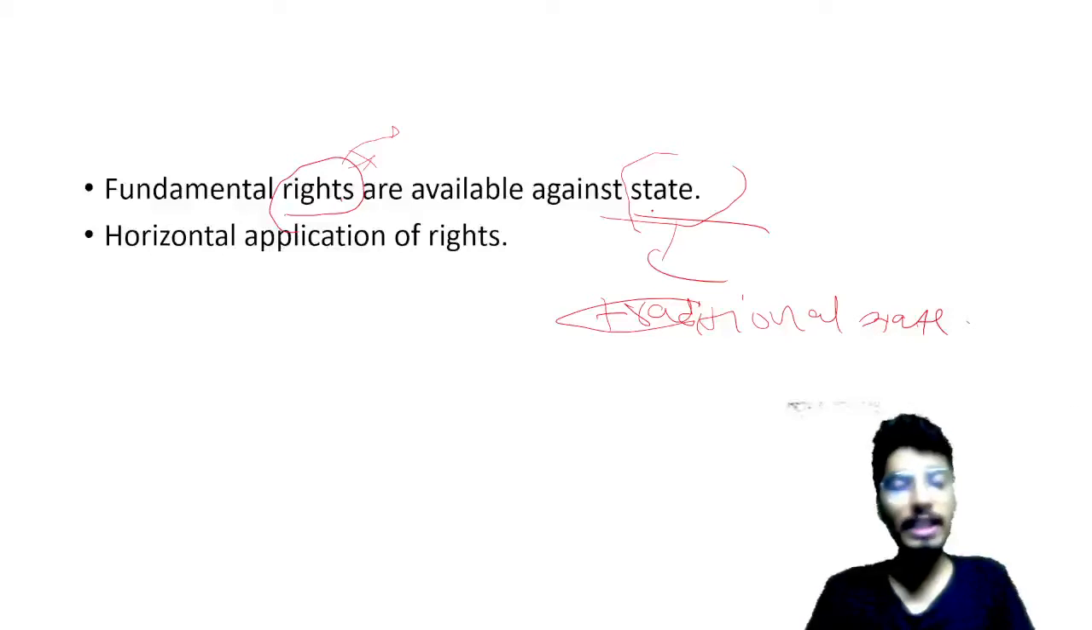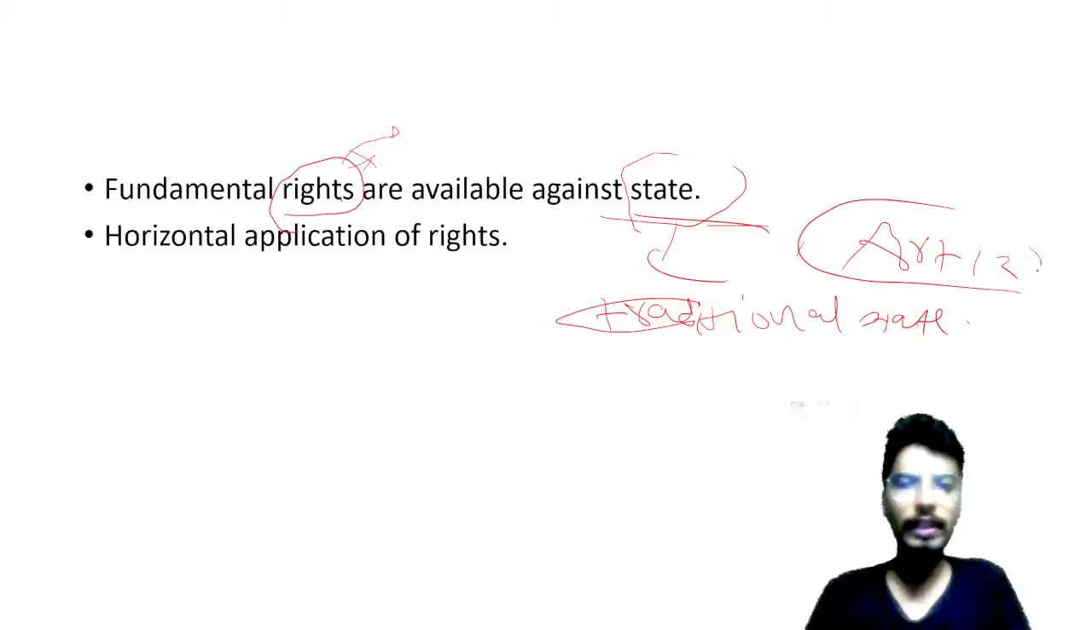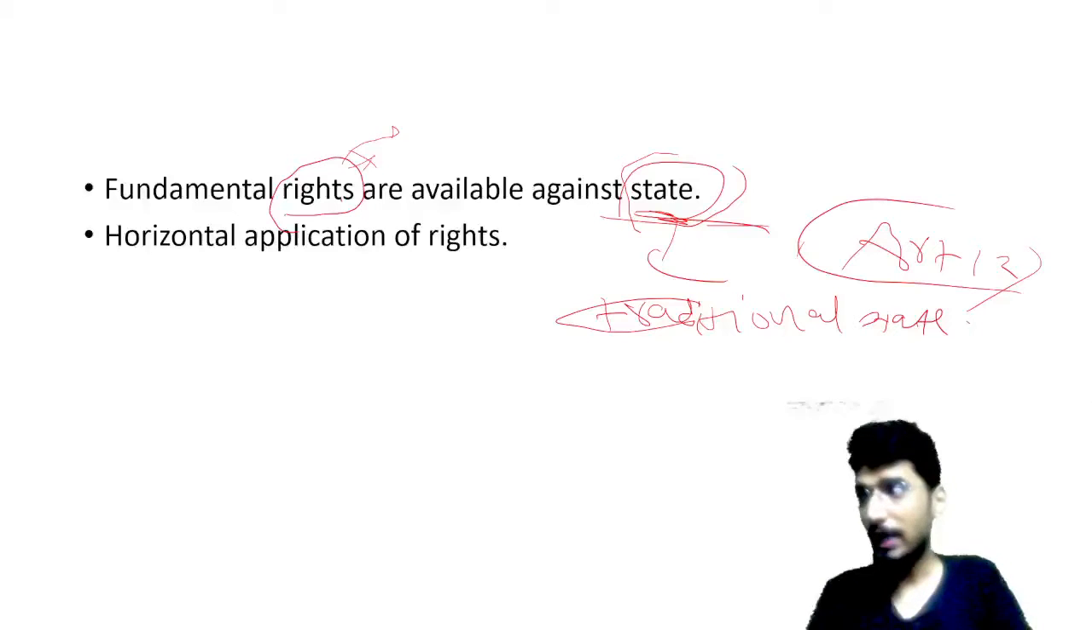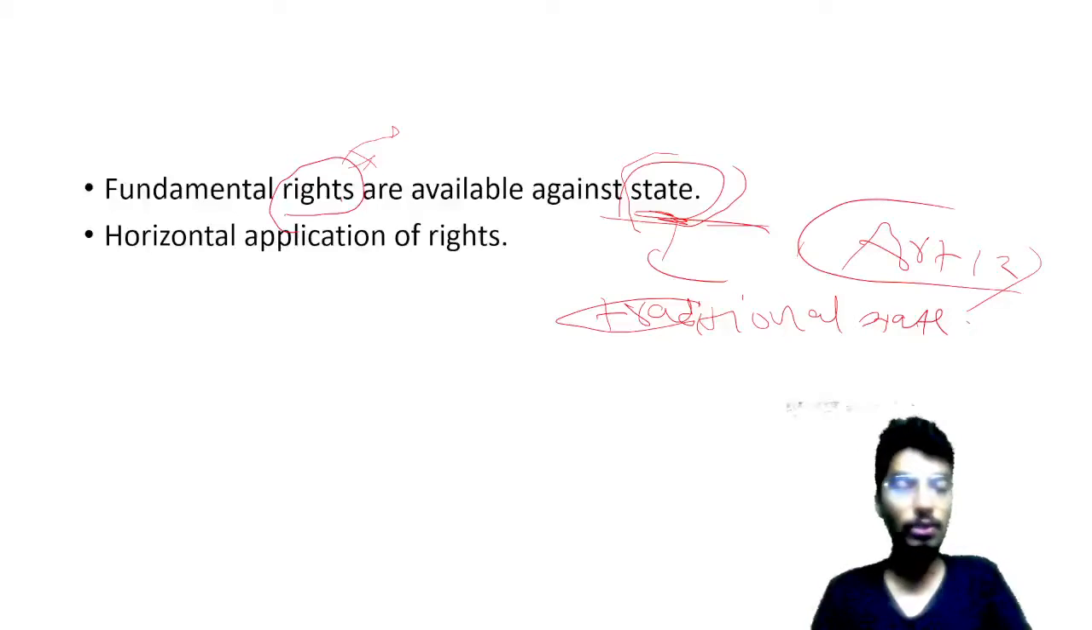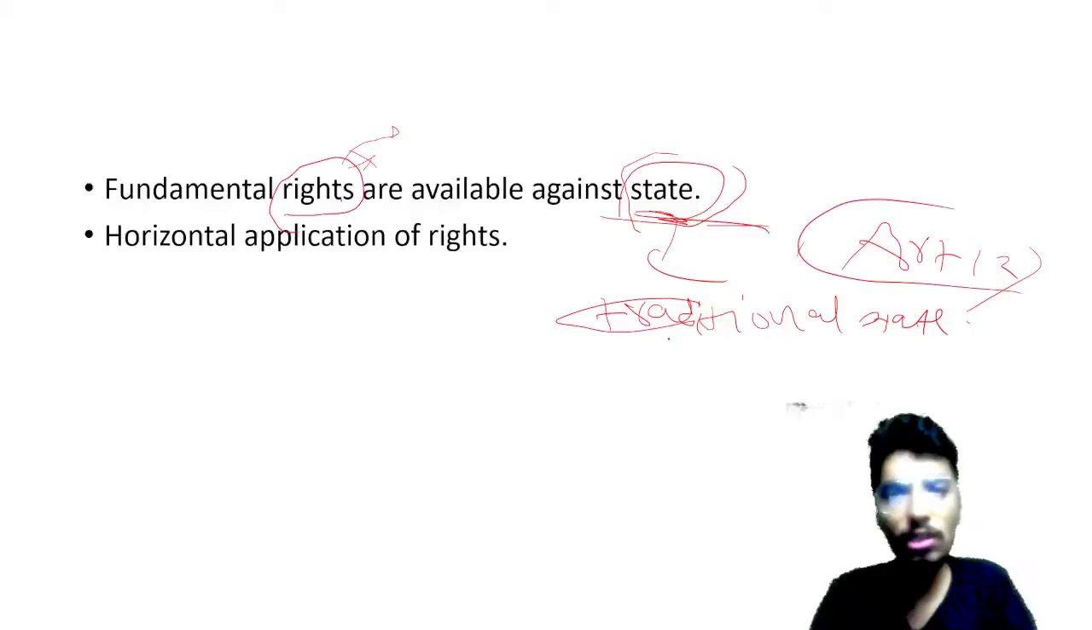Now what do we mean by a state? That we will see in Article 12. In Article 12 we will read what we mean by this term state. There are a lot of discussions about what exactly a state is, is the judiciary a state or not, will any private body be included in the definition of a state or not. All those things we will have to see when we read Article 12 where state is defined.